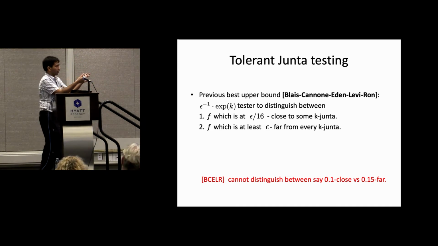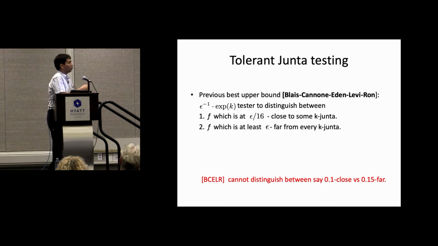from every k junta. So the gap has to be at least 16 times somehow. And on the lower bound side, a result of Levy and Weingarten shows that this problem of tolerant junta testing is asymptotically at least somewhat more difficult than the vanilla junta testing problem. I'll not mention the specific quantitative version of the results.